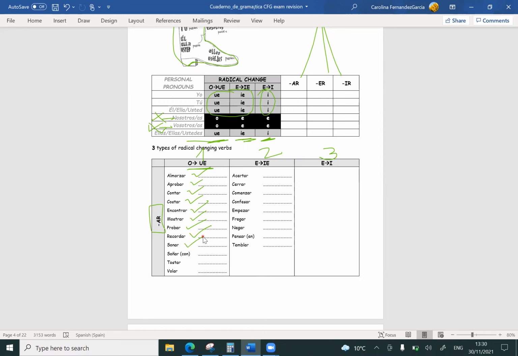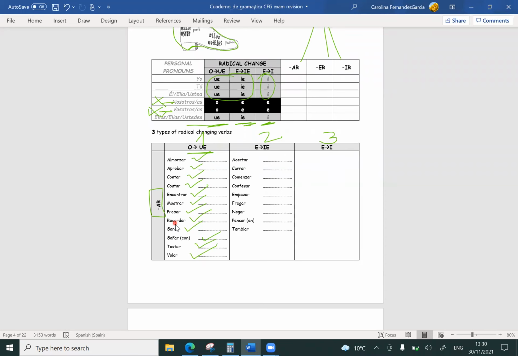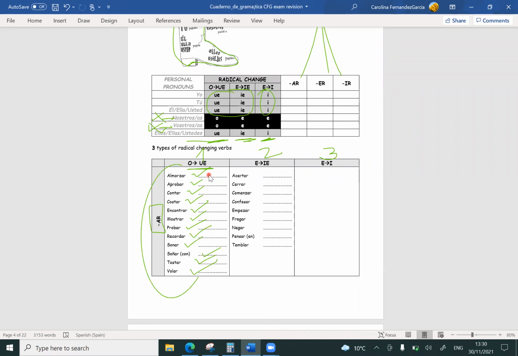Sonar, suena, it makes a sound. Soñar con, sueño con, I dream about. Tostar, tuesto el pan, tuesto, I toast. Volar, vuelo, I fly. Now, these are the most common verbs where O is going to change to UE. Let's go to E to IE.